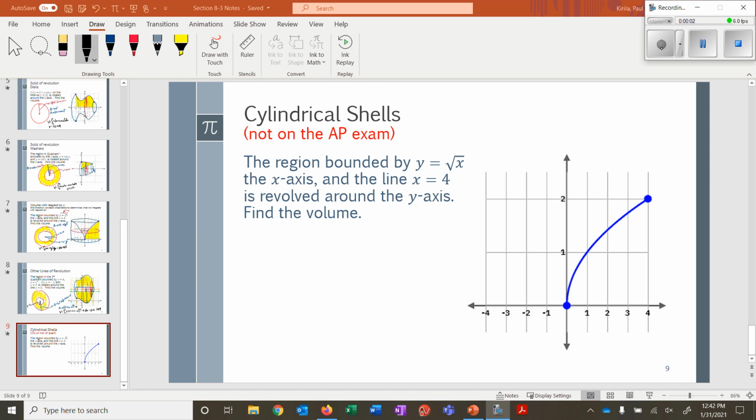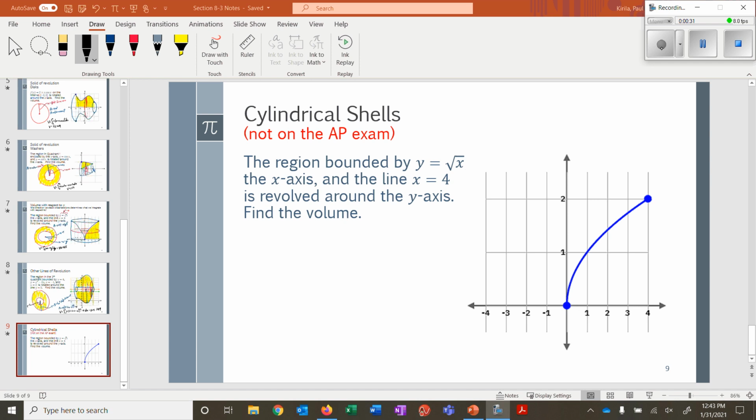For this video, this is not covered on the AP exam, but I wanted you to at least have some exposure to this. This is a way of calculating volumes by not using cross sections. And this is nice when we're revolving around a vertical line, such as the y-axis, and we don't want to do it with respect to y. We want to stay with respect to x. And that's a concept called cylindrical shells.